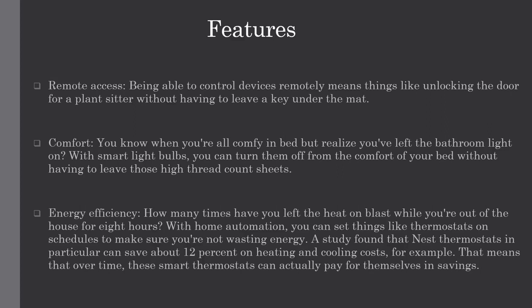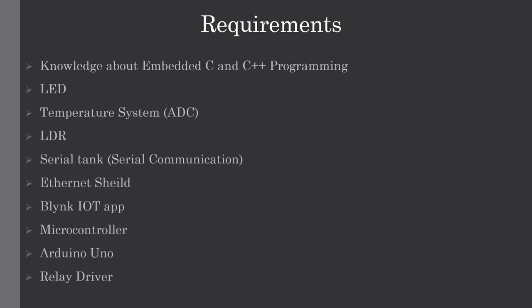And third is energy efficiency. How many times have you left the heat on blast while you are out of the house for 8 hours? With home automation, you can set things like thermostats on schedules to make sure you are not wasting energy. A study found that Nest thermostats in particular can save about 12% on heating and cooling costs. That means that over time, a smart thermostat can actually pay for itself in savings. This is all about features.